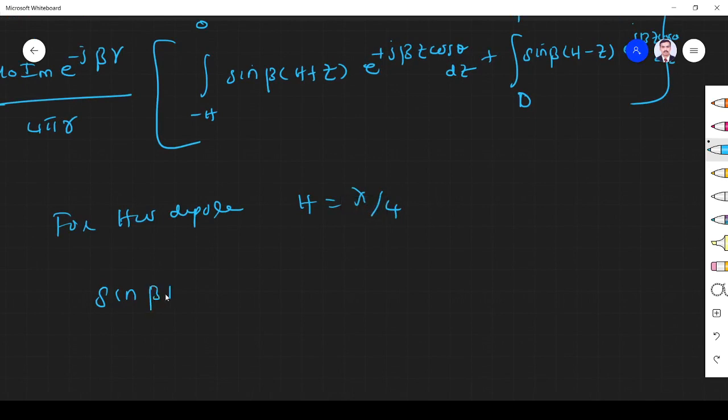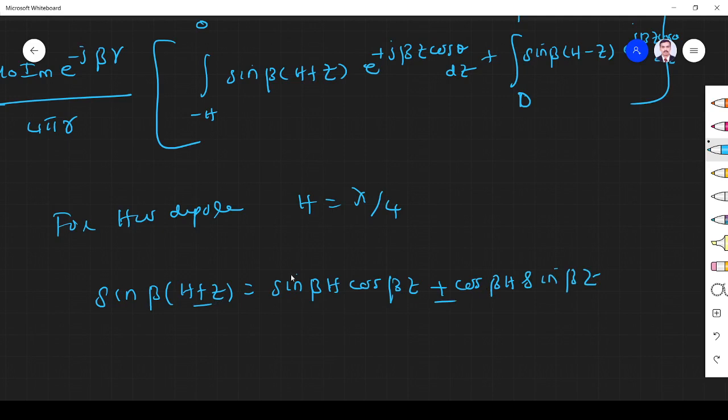Sine of beta plus H. Sorry, sine of beta H plus Z, I can write as sin A cos B plus cos A sin B.